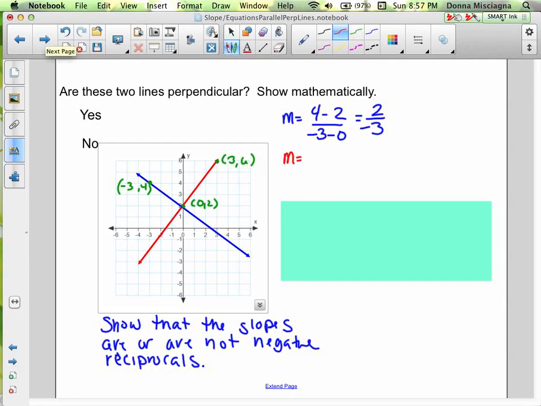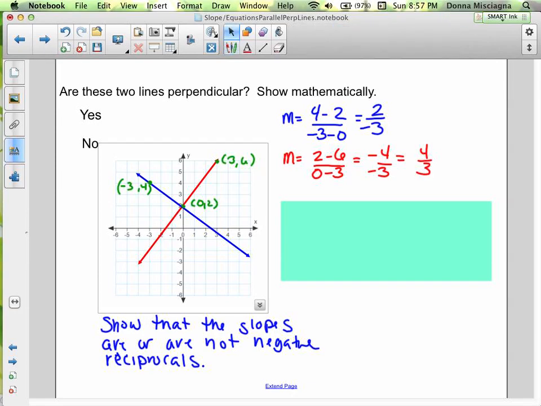I'm going to use (0, 2) first. I'll just go left to right. So I've got 2 minus 6 divided by 0 minus 3. 2 minus 6 is a -4, and 0 minus 3 is a -3. So the two negatives cancel out, so 4/3. Notice they are different signs, but they are definitely not reciprocals of one another.